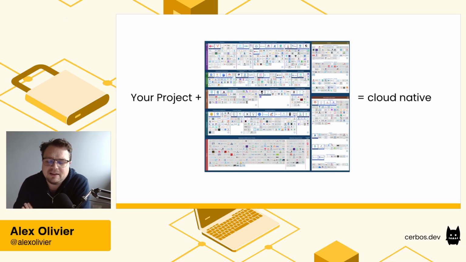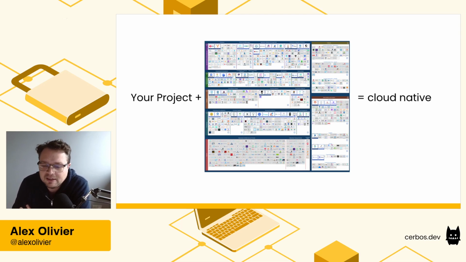So the way I think about it is, to be cloud native, you take your project and it needs to fit into the wider ecosystem. So with Cerbos, it is an authorization service. It's in the security space, but it plays nice. It's connected in. You can leverage the rest of the cloud native ecosystem and those tools and projects to essentially come up with a complete solution.